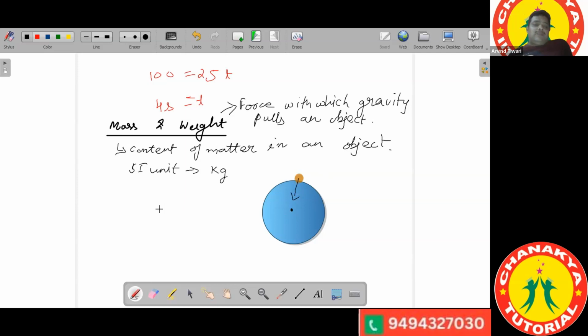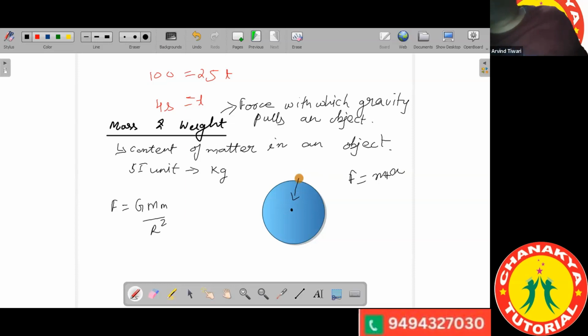And just now we saw in the previous section that the force of gravity can be measured in two ways. We can measure the force of gravity either by using the formula G M M by R squared, or we can measure the force of gravity as F equals mass times acceleration. Either of them can be measured. The most simple one is measuring the force of gravity by the formula force equals mass into acceleration.